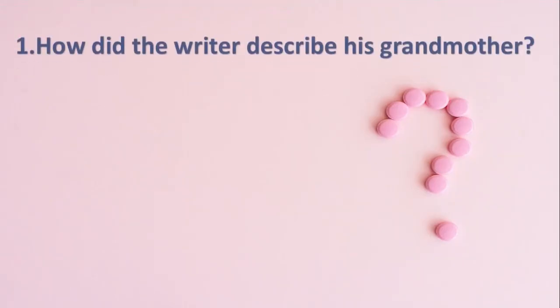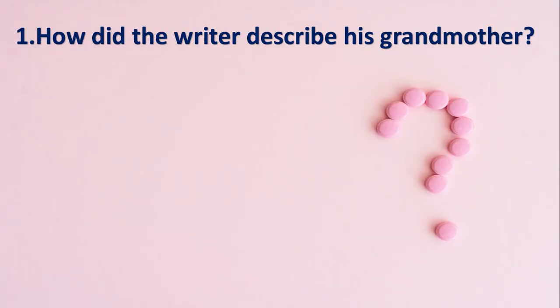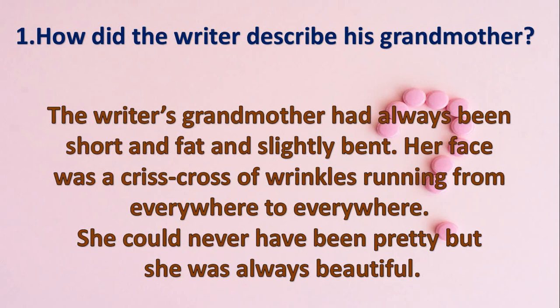First one, how did the writer describe his grandmother? The writer's grandmother had always been short and fat and slightly bent. Her face was a criss-cross of wrinkles running from everywhere to everywhere. She could never have been pretty, but she was always beautiful.